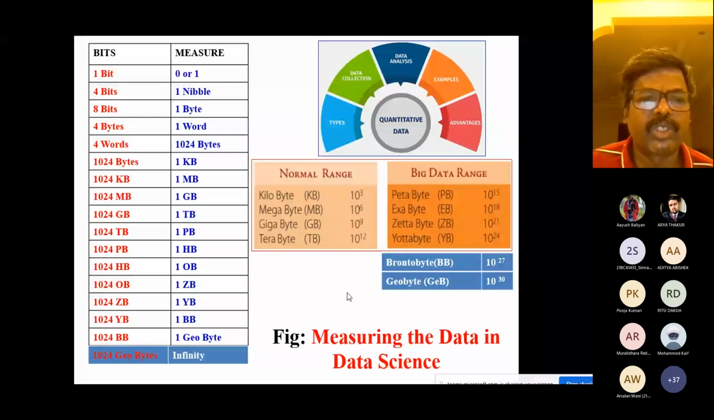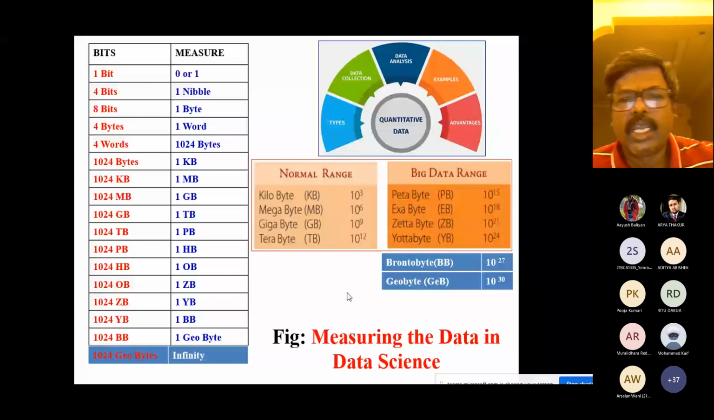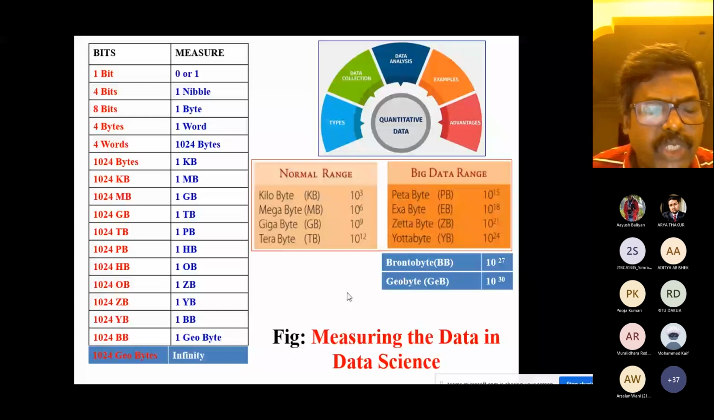1024 gigabytes is equal to 1 terabyte, 1024 terabytes is equal to 1 petabyte, 1024 petabytes is equal to 1 hexabyte, 1024 hexabyte is equal to 1 octabyte, 1024 octabyte is equal to 1 zettabyte, 1024 zettabyte is equal to 1 yottabyte, 1024 yottabyte is equal to 1 brontobyte, 1024 brontobyte is equal to 1 geobyte, and 1024 geobytes is equal to infinity.